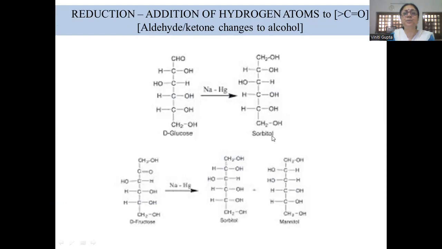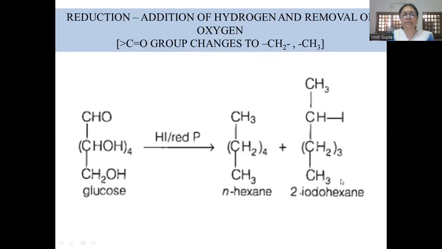D-glucose will change into sorbitol. The remaining molecule remains exactly the same. From 1, 2, 3, 4, 5, 6, you get CH2OH because 2 hydrogen atoms have been added to the aldehyde. If it is a fructose, we get a mixture of sorbitol and mannitol. How interesting. Because here when 2 hydrogen atoms are added, it may be on the right and OH may be added on the left. Just like I said, it is a single bond and there is a free rotation around the single bond.